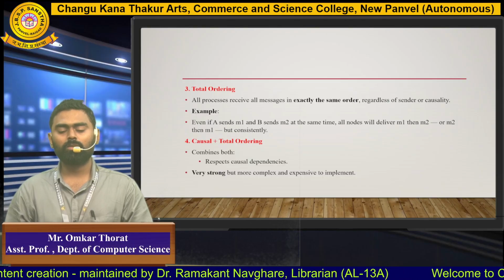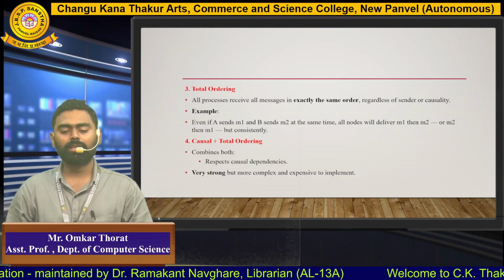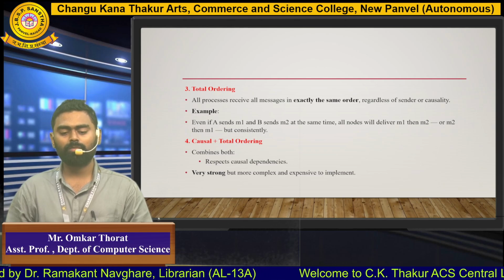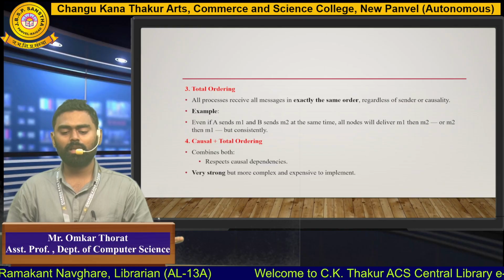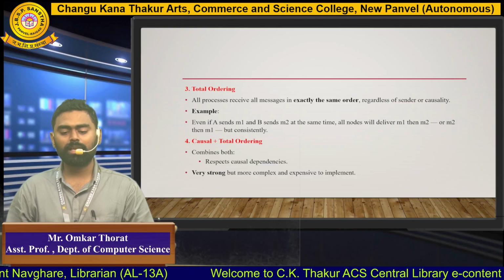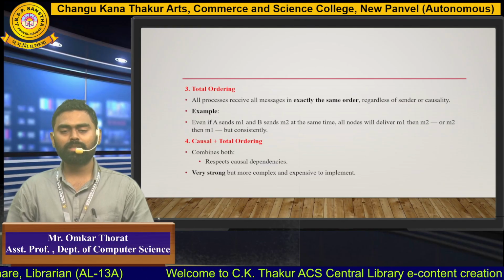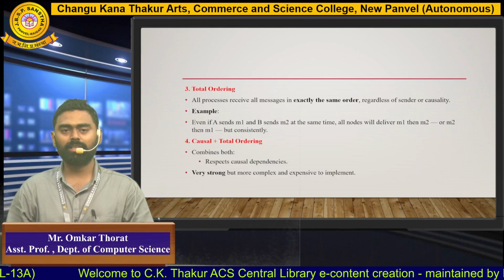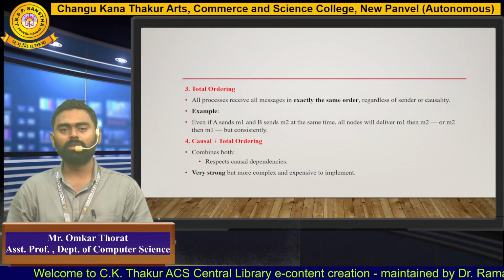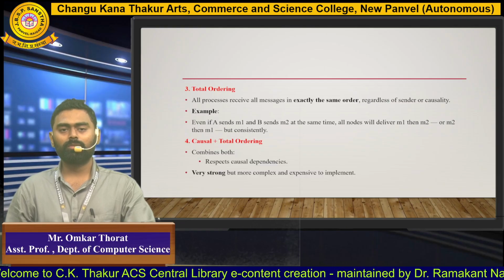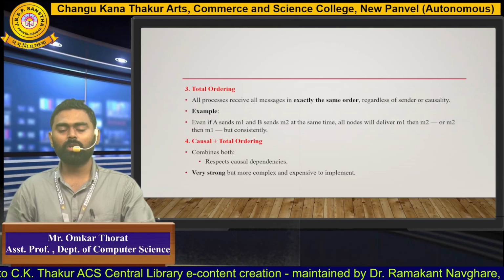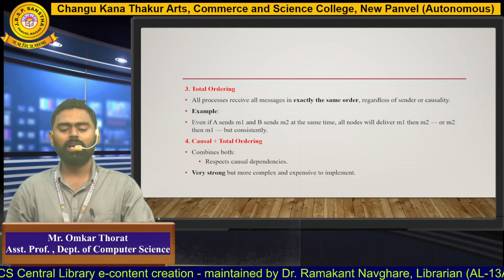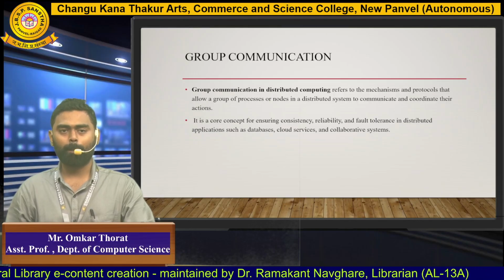Okay, now let's understand the fourth point, causal plus total ordering. It is a combination of both causal and total ordering. It respects causal dependencies. It is a very strong guarantee but more complex and expensive to implement, because it is a combination of causal and total ordering.